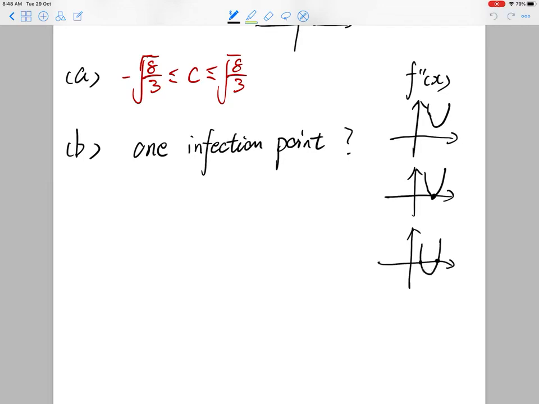You can see from here to here, the sign changed from positive to negative. From here to here, the sign changed from negative to positive. So the second order derivative sign changes twice. So one inflection point is impossible.